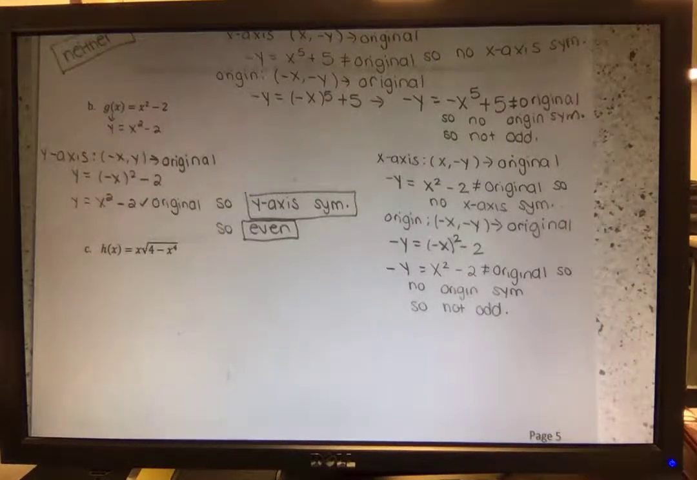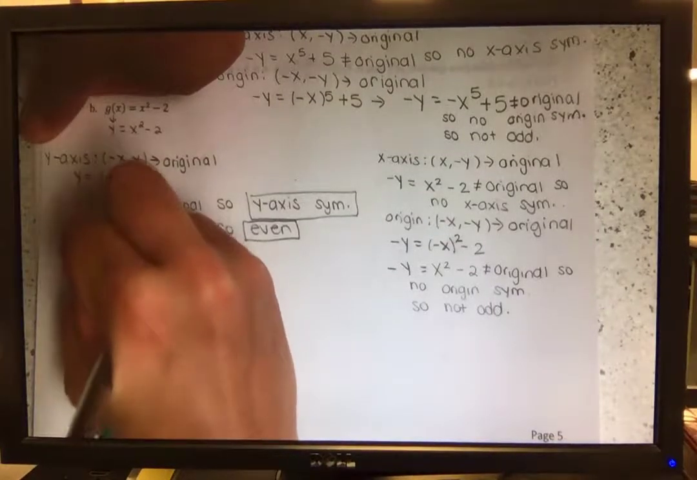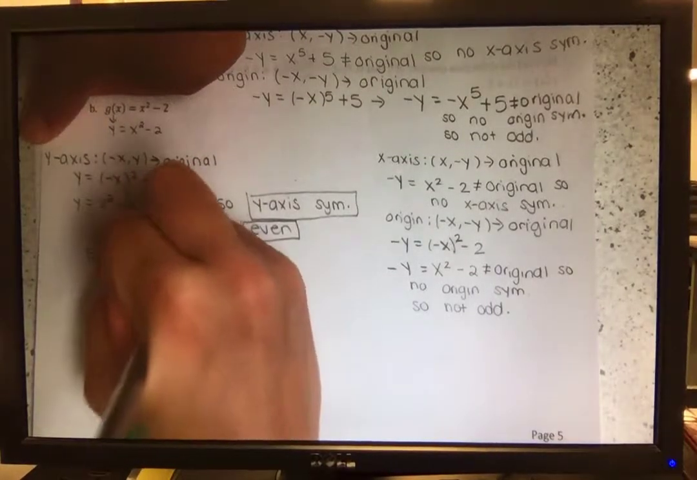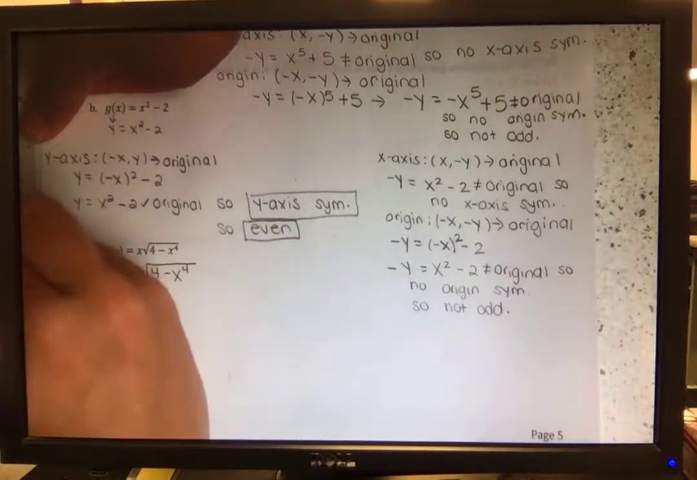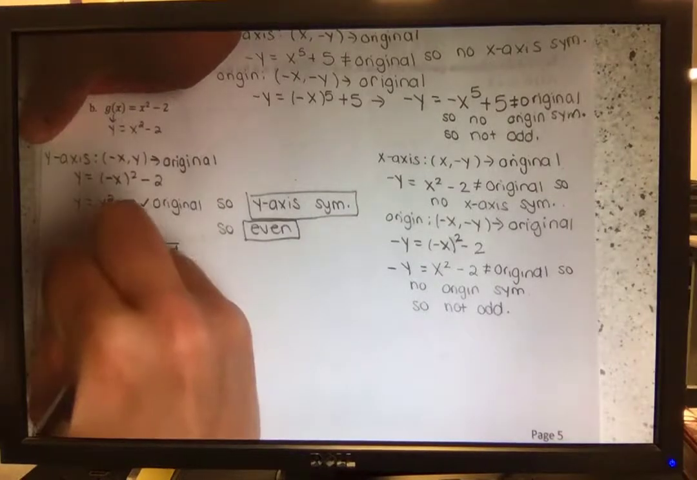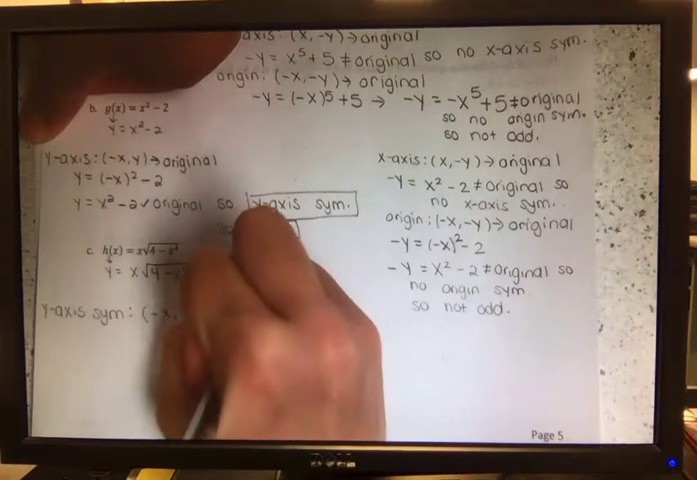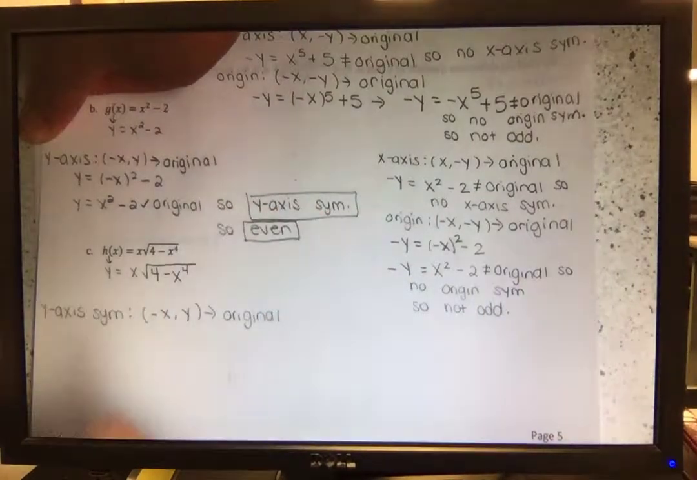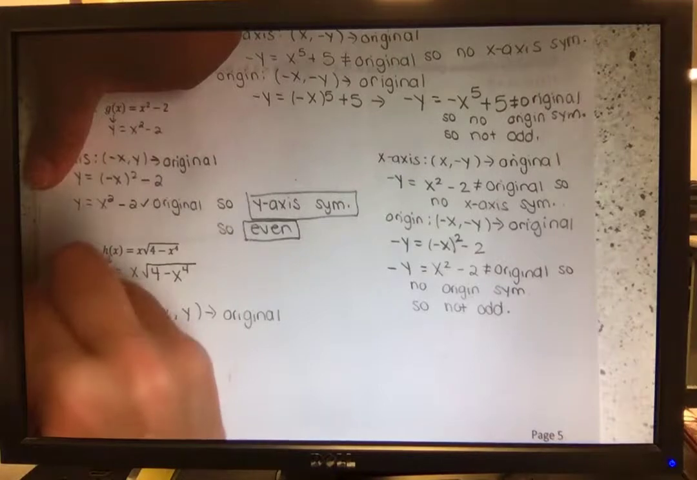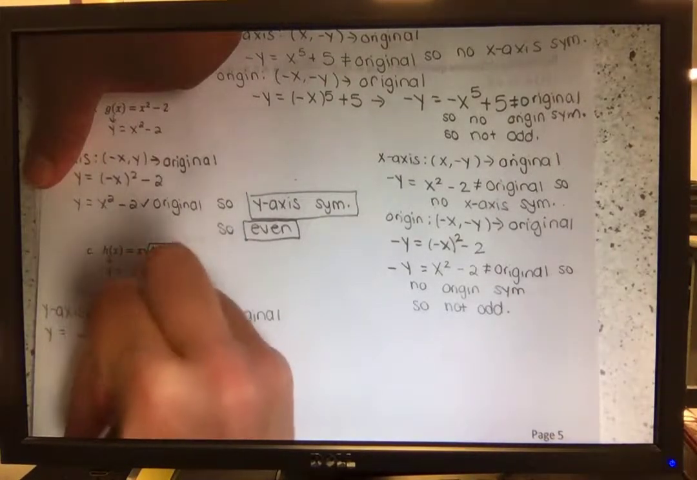Okay, last one, example C. H of x equals x times the square root of 4 minus x to the 4th. Again, h of x is just the same thing as y, so y equals x times the square root of 4 minus x to the 4th. First testing y-axis symmetry. We're going to plug in negative x to see if we get the original equation out. So we have y equals negative x times the square root of 4 minus negative x to the 4th.